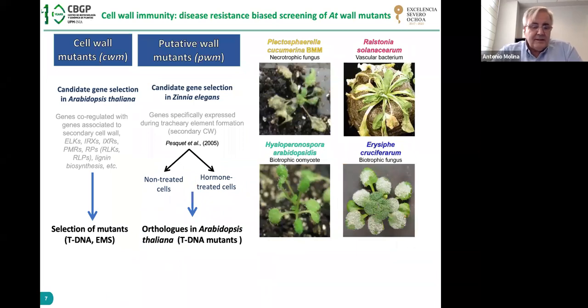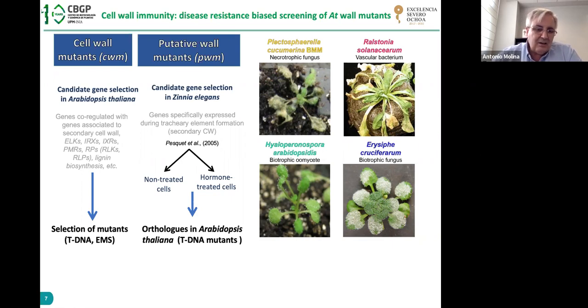So based on this initial idea, what we decided to do a long time ago, almost 10 years ago, was to follow a very crazy approach, and we selected a lot of Arabidopsis cell wall mutants or putative cell wall mutants. Some of these cell wall mutants were very well characterized in Arabidopsis, but in other cases, we just selected genes, orthologs of genes of Caenorhabditis elegans that were expressed during xylogenesis, which we know is a process that involves the formation of secondary cell wall.